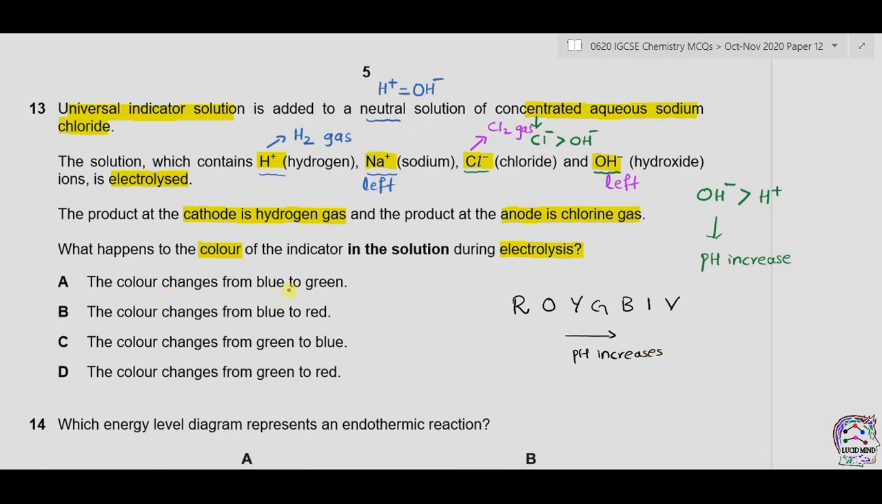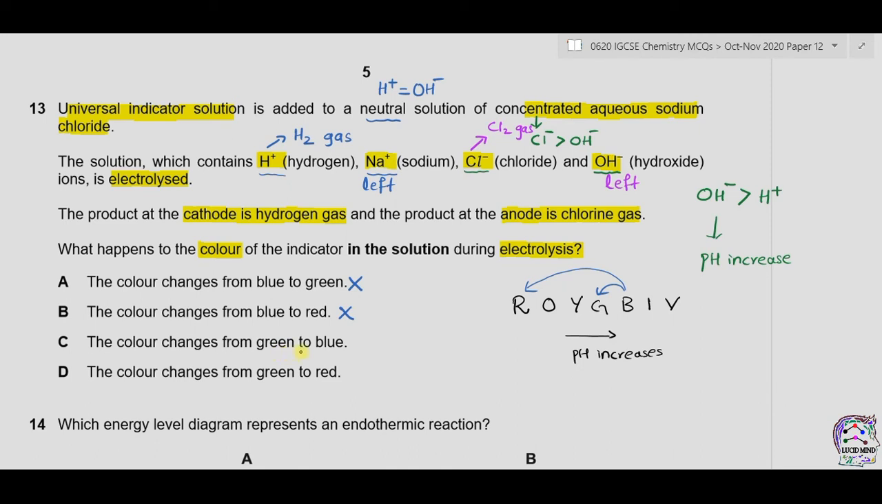A is the color change from blue to green. As we know that blue to green is reverse, so therefore it will be for decrease in pH, so this is incorrect. B is the color change from blue to red. Again, from blue to red we know that this is backward change, so this is for decrease in pH.